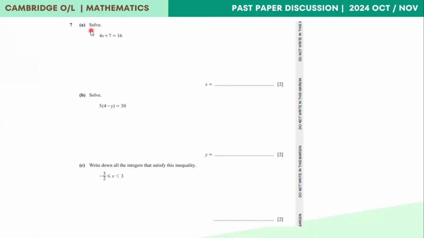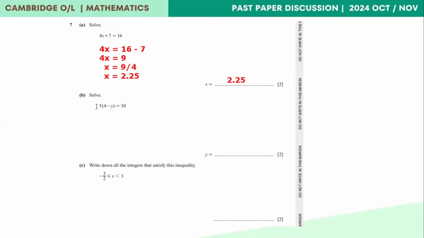The seventh question, A: solve 4x plus 7 equals 16. That's simple. So 4x equal, take the 7 to the right side, so it will become 16 minus 7. 16 minus 7 is equal to 9. So x is equal to 9 over 4. We write it in decimal, 2.25. Remember you have the calculator, so you can just put these values.